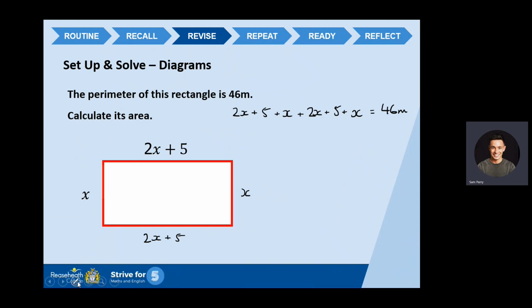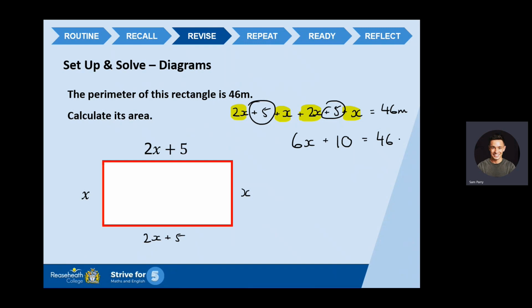Now, all well and good, let's simplify it. So we're going to put all of our x's together: 2x plus another 2x plus another x. So 2x plus x is 3x, plus another x, 2x is 5x, plus another x, 6x. Okay, so I've got 6x plus 5, add 5, that's a nice one, that's 10, equals 46.